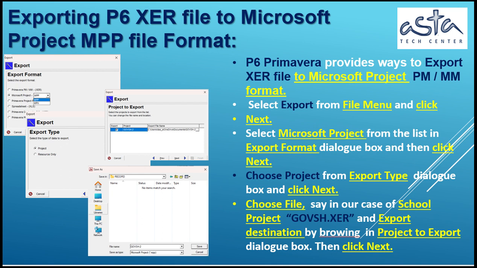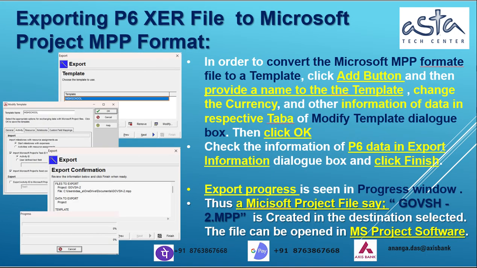Then click Next. In order to convert the file to a Microsoft MPP format template, click the Add button, and then provide a name to the template, change the currency, and other information of data, in respective tabs of the Modify Template dialog box. Then click OK. Check the information of P6 data in the Export Information dialog box, and click Finish. Export progress is seen in the Progress window. Thus a project file, say, dsbb1.mpp is created, in the destination selected. The file can be opened in MS Project software.